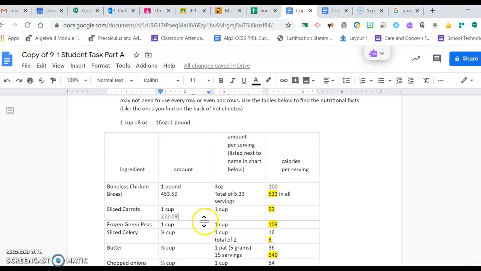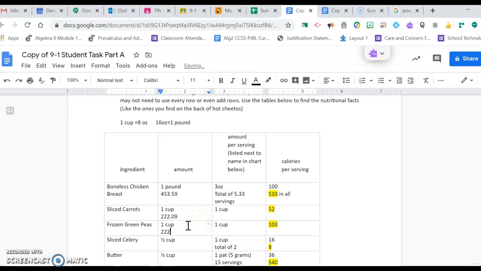You don't have to do it in your head like I did. So this is going to be also 222.09, right? Because it's 1 cup. Now this one is a half of this, right? So that's going to be 111.05, and that was rounding. I was rounding there.